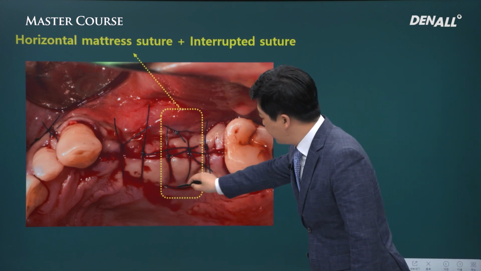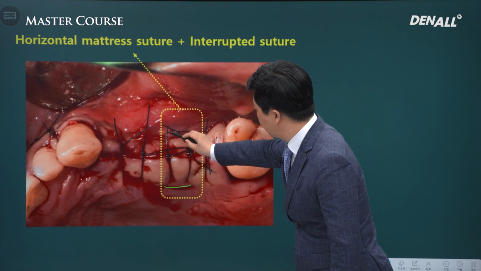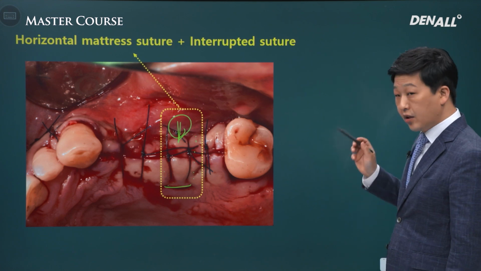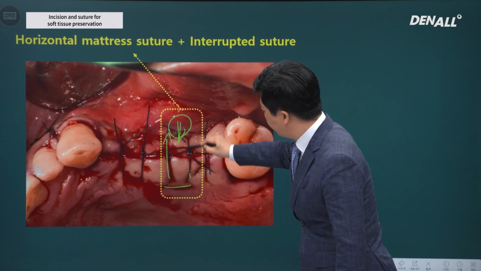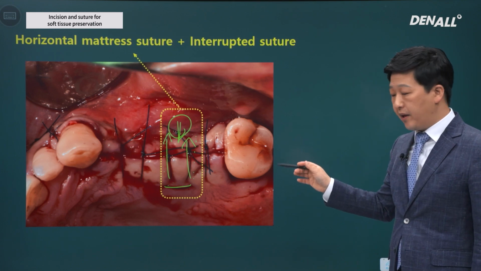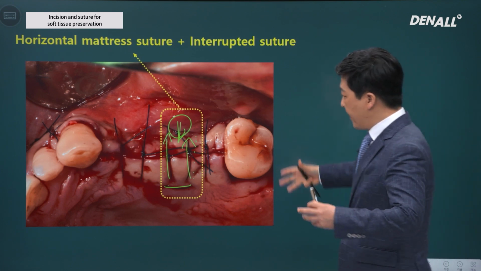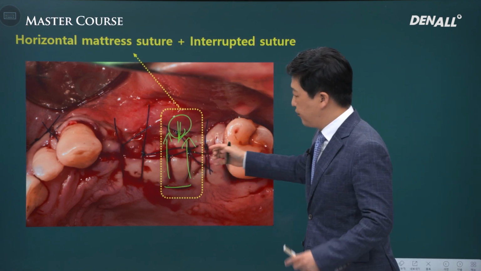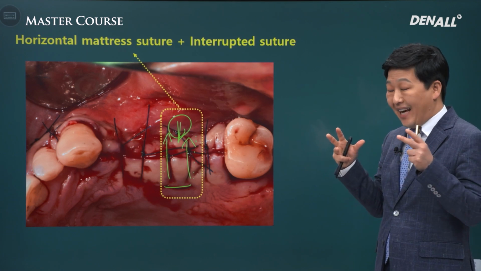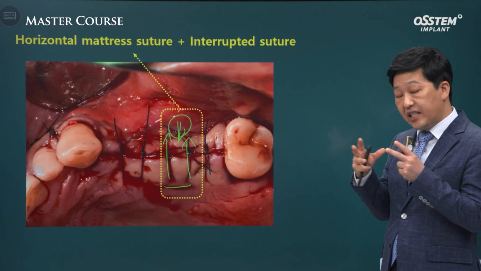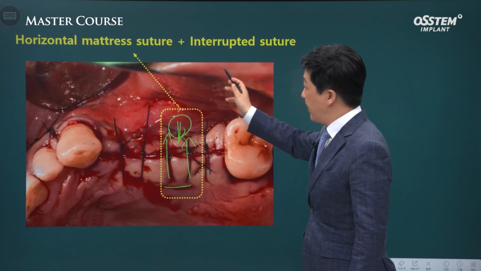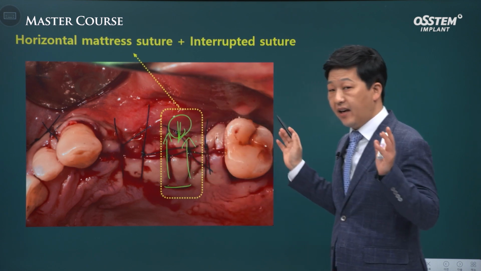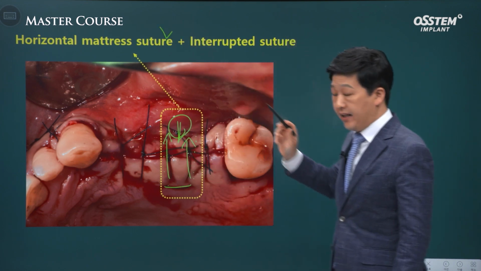Horizontal matrix suture was used. And there's the knot. And then in between, two interrupted suture was done. The role of horizontal matrix suture is to fixate the flap from below. Horizontal matrix suture allows for tighter and tension-free interrupted suture. When doing regenerative procedure, horizontal matrix sutures are used very frequently.